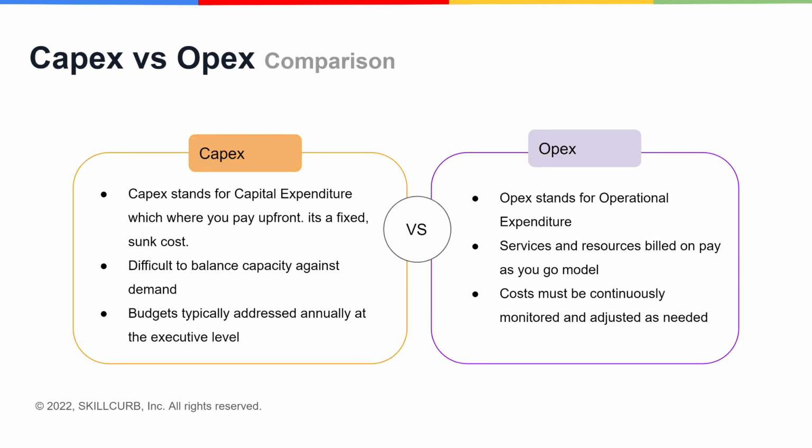Let's compare Capex with Opex. Capex stands for capital expenditure, where you pay upfront, it's a fixed sunk cost, whereas Opex stands for operational expenditure, and services and resources are billed on a pay-as-you-go model. It can be difficult to balance capacity against demand in Capex, but costs can be continuously monitored and adjusted as needed in Opex. Your budgets must typically be addressed annually at the executive level in Capex.